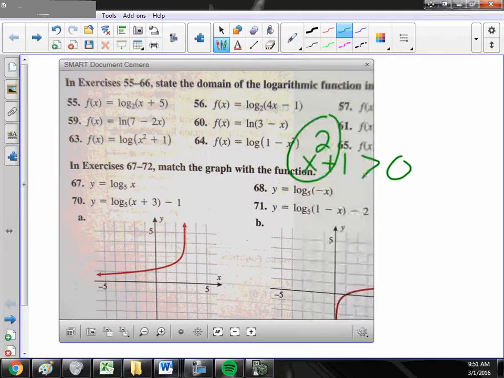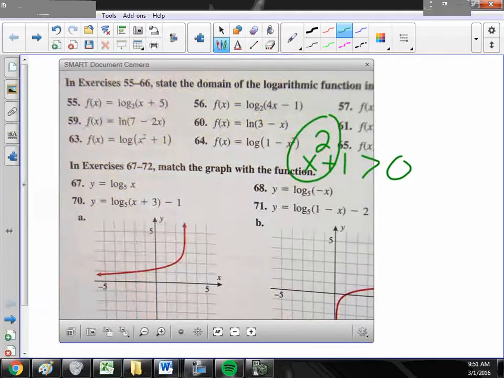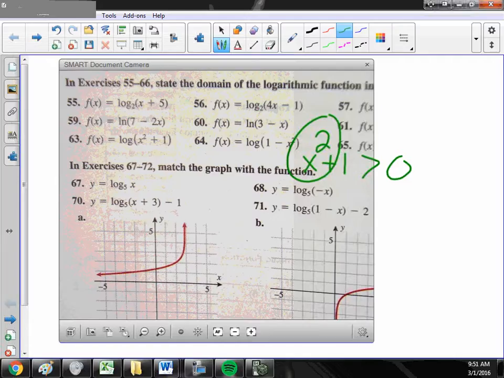What is the smallest that x squared can ever be? 0. 0 times 0 is 0. If you plug in 1, 1 squared is 1, and now it's bigger than 0. If I plug in negative 1, negative 1 squared is also 1, which is still bigger than 0. So x squared can be as small as 0, and 0 plus 1 is always bigger than 0. So this one is actually all real numbers.